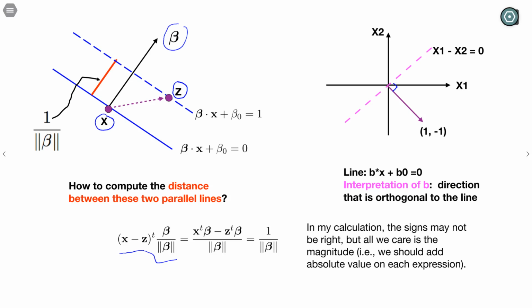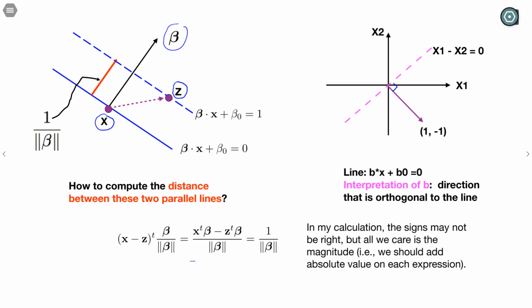Here, the dashed purple vector probably should be represented by z minus x instead of x minus z. But you're going to find out in all my calculation, what I care about is just the magnitude. So some of the signs may not be right, but we can ignore that, because all we care about is just the absolute value and whether they are equal. So let's continue the calculation.